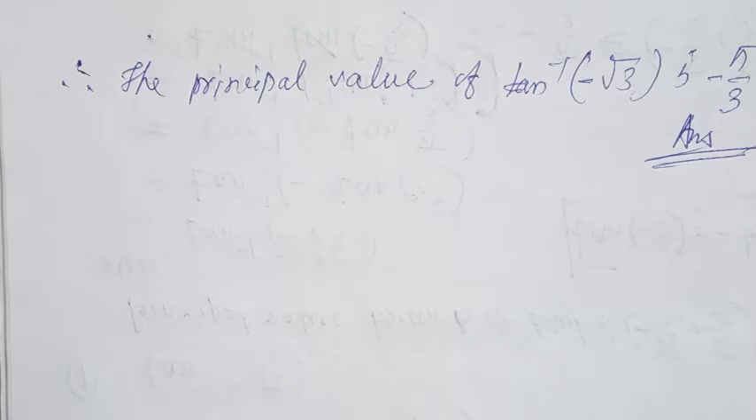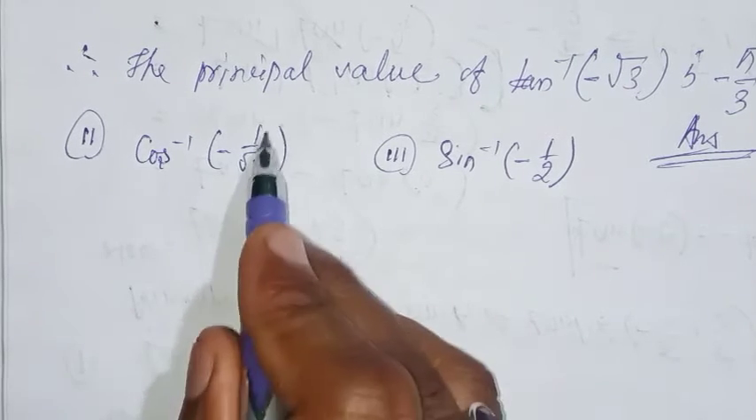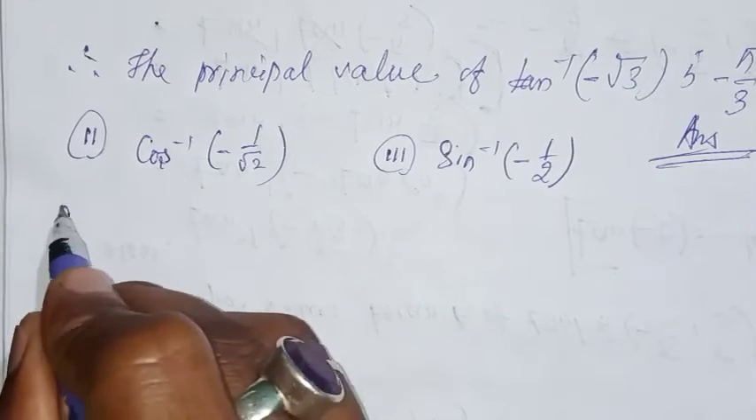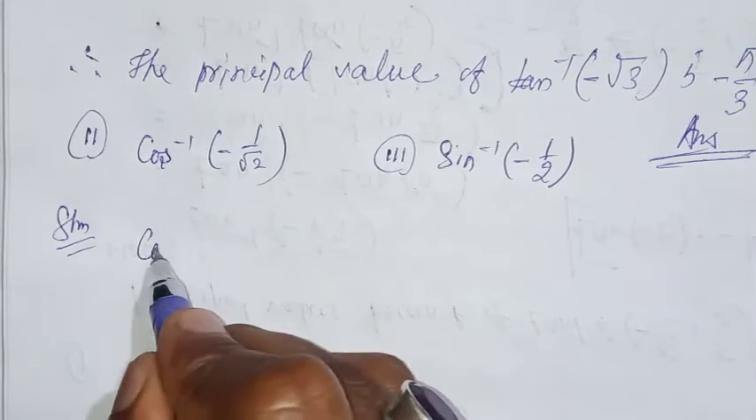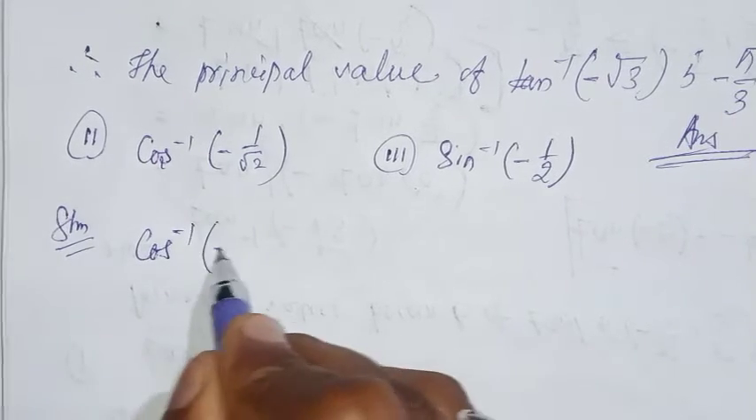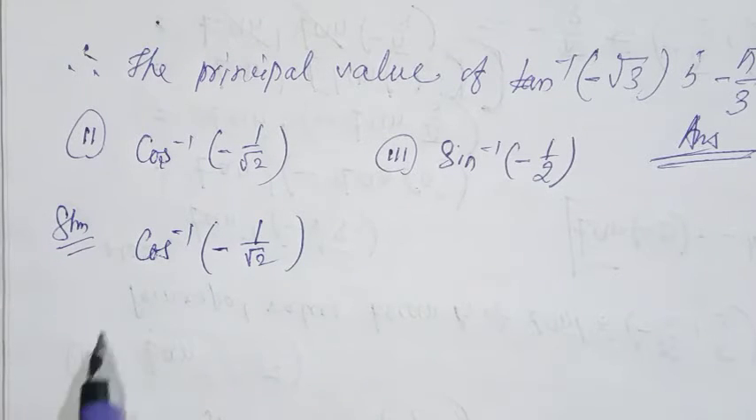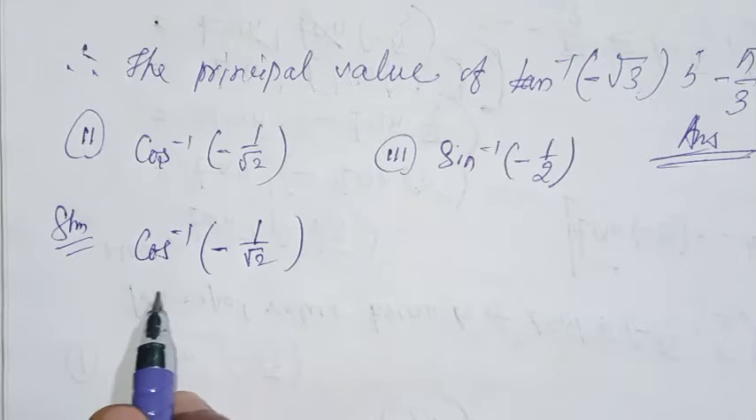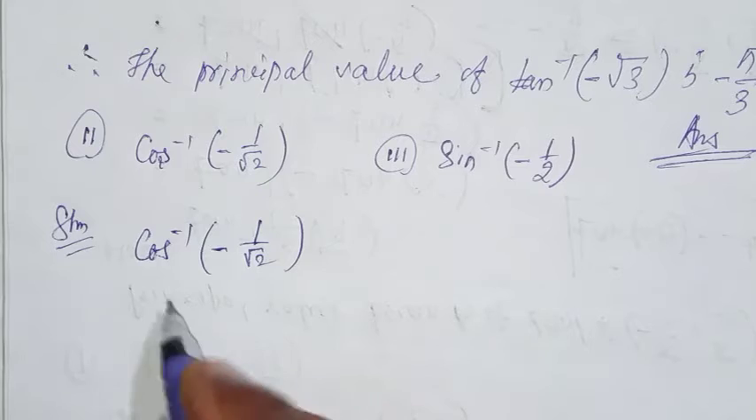Let's see another sum now. Now see the next, cos inverse 1 by root 2. So first of all you have to write the question. Question is what? Cos inverse minus 1 by root 2. So what is the principal value branch of cos inverse? First you have to write out that one.